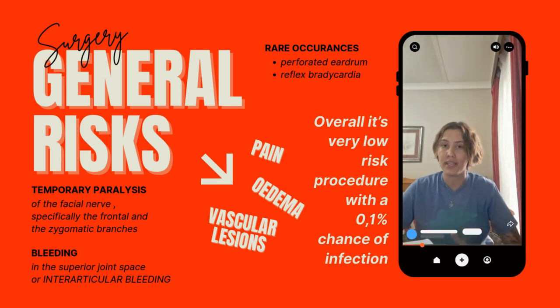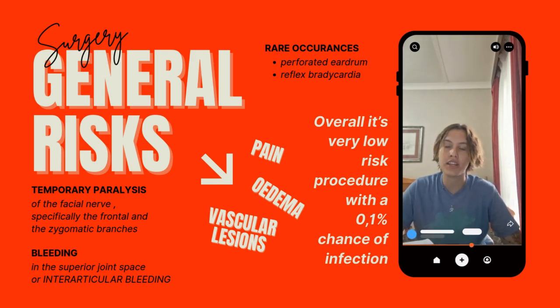Okay, so general risks for the surgery and complications. It's a very low risk procedure, but there are certain complications that can occur. These include temporary paralysis of the facial nerve, usually the zygomatic and the frontal branches. Infection could occur, but there's only a 0.1% chance of infection. You could have pain, edema, and vascular lesions after the surgery. Very rarely there is perforation of the ear canal.